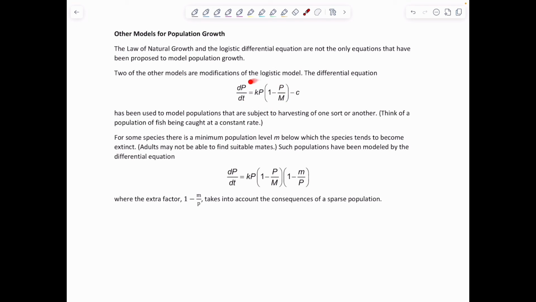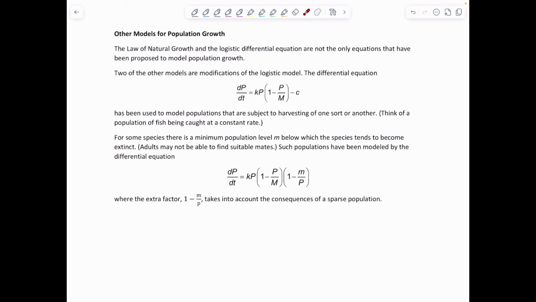Notice all of this is our logistic model. There's now an extra minus c. And this differential equation has been used to model populations that are subject to harvesting of one sort or another. So think if you have a population of fish being caught at a constant rate, this accounts for the harvesting that's occurring. And then for some species, there's a minimum population level, lowercase m, below which the species tends to become extinct. So this is the case when adults may not be able to find suitable mates because the population's too small, and then it would die off.